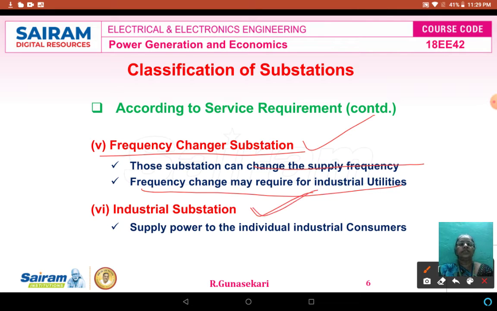Next, the industrial substation is used to supply power to individual industrial consumers. For that purpose we are using the industrial substation. This is based on the service requirement.